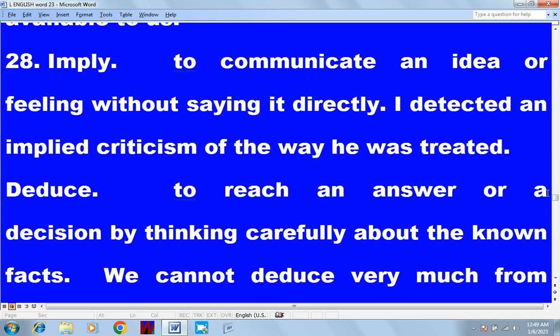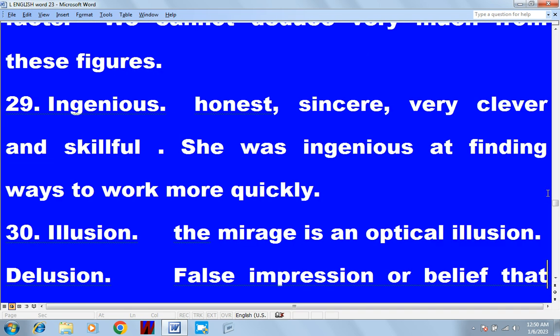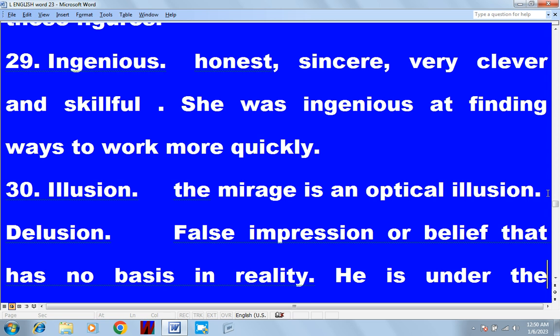Imply: to communicate an idea or feeling without saying it directly. I detected an implied criticism of the way he was treated. Deduce: to reach an answer or a decision by thinking carefully about the known facts. We cannot deduce very much from these figures, means these are incomplete.